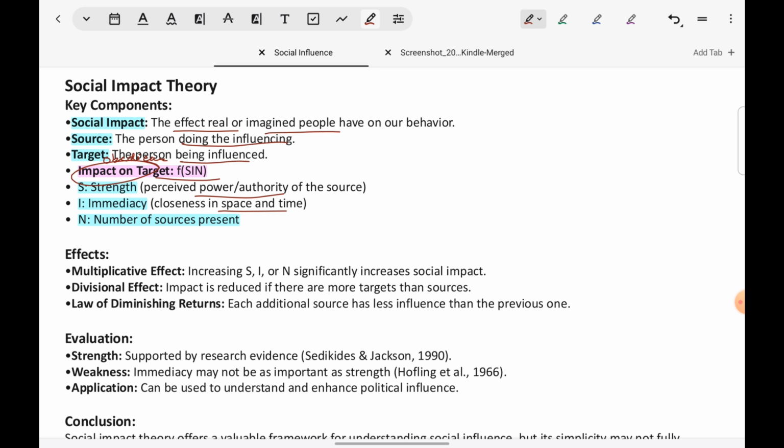One is the multiplicative effect. It's a very simple effect. If we increase S, I or N, we are more likely to increase social impact. Again, in the context of obedience, if I want someone to obey, I can increase any one of these factors and that will increase the impact on the target all the more, because we have already seen this. Even one of the factors going up can really pressurize the individual further into obeying.